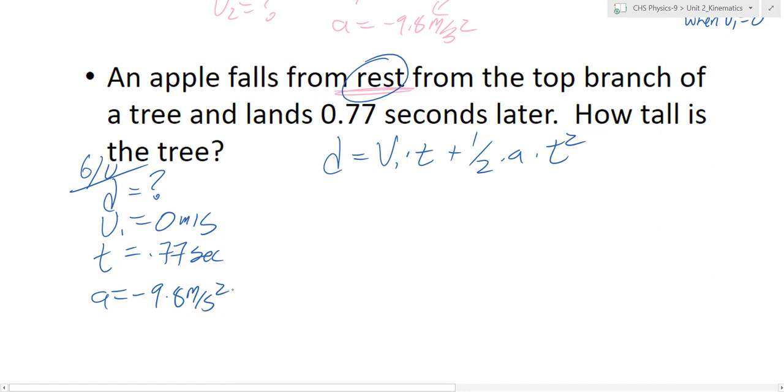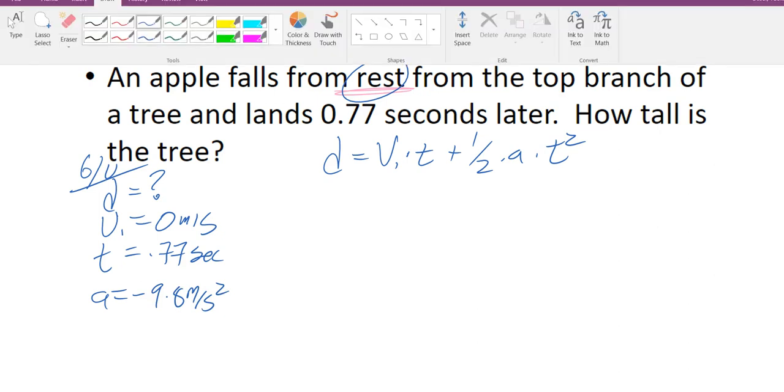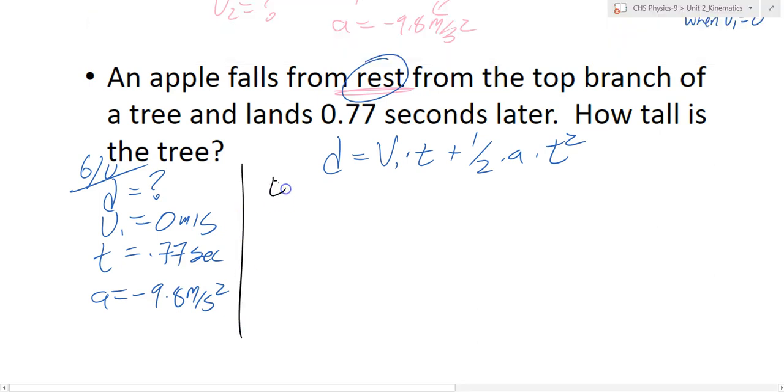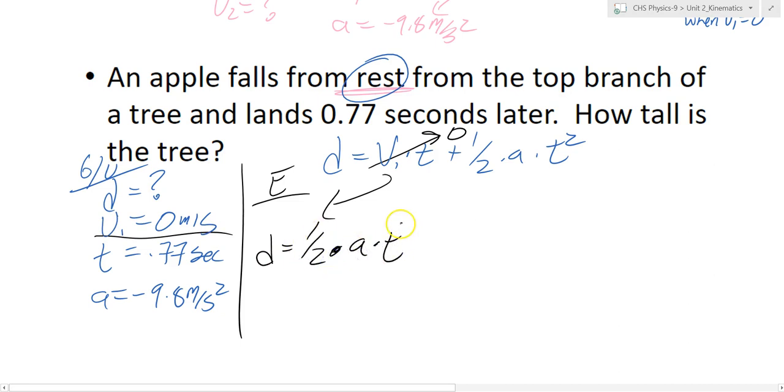All right, so now we do our equation. We're going to basically use that equation there, but we can cross off the first part because v1 equals 0. So I end up with d equals 1/2 times a times t squared.